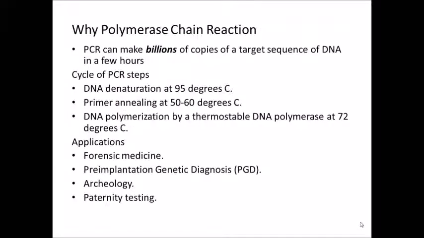The second approach is the polymerase chain reaction. PCR can make billions of copies of a target sequence of DNA in very few hours. It follows three simple steps: DNA denaturation, primer annealing, and DNA polymerization. PCR has many applications. For example, in forensic medicine, it is used in a process called DNA fingerprinting. It is also used in archaeology and paternity testing.